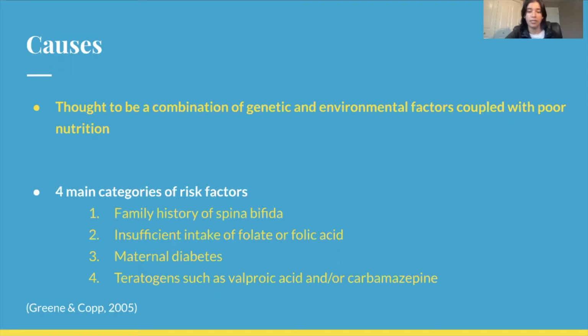Third is maternal diabetes. Increased glucose levels can be a primary or secondary teratogen, depending on how it changes gene expressions. And the fourth is teratogens such as valproic acid or carbamazepine. Both are anticonvulsants. Valproic acid has free radical byproducts that can damage tissues of the embryo, and both have an adverse effect on folate metabolism.